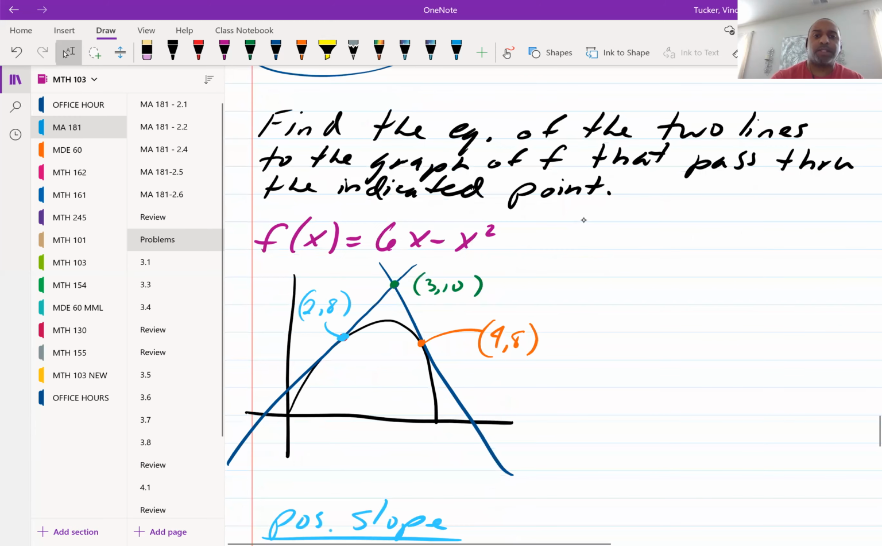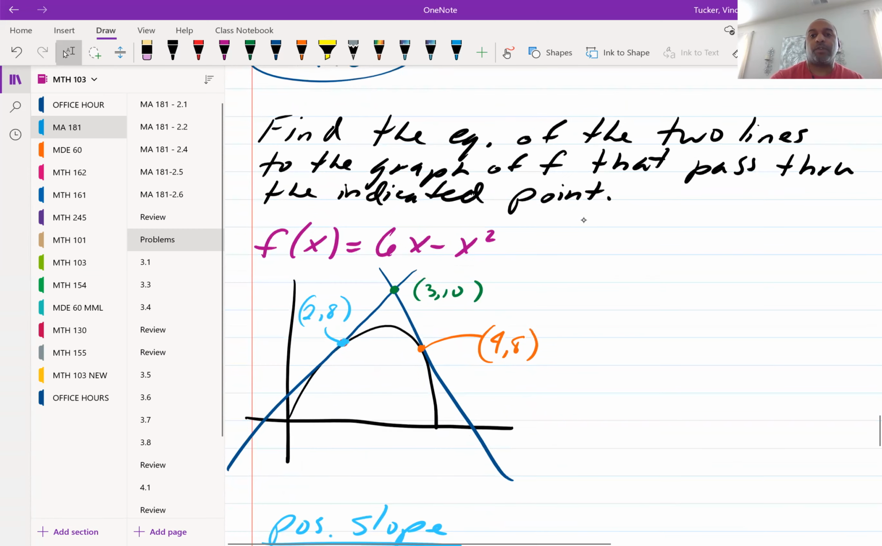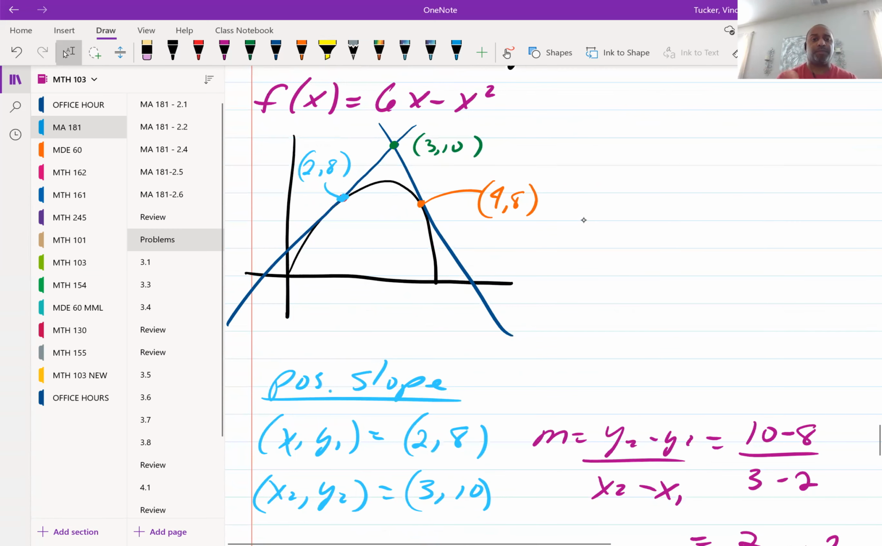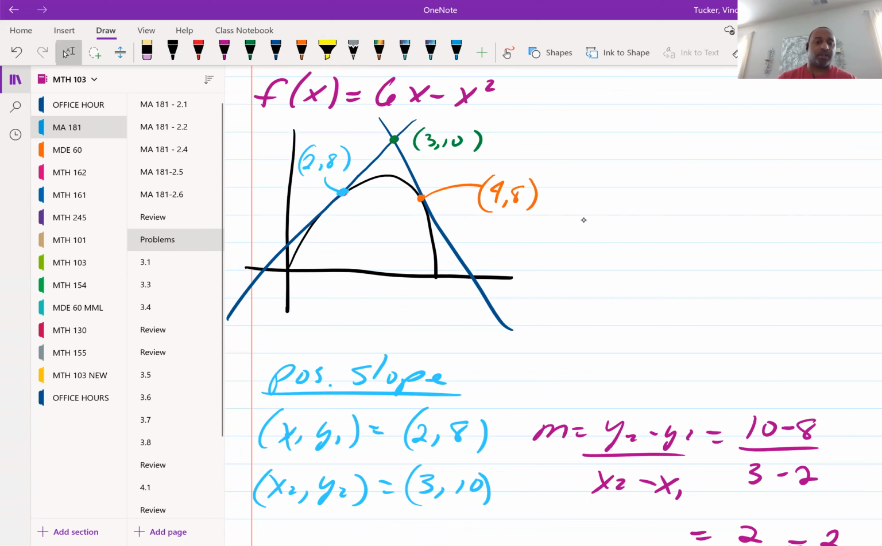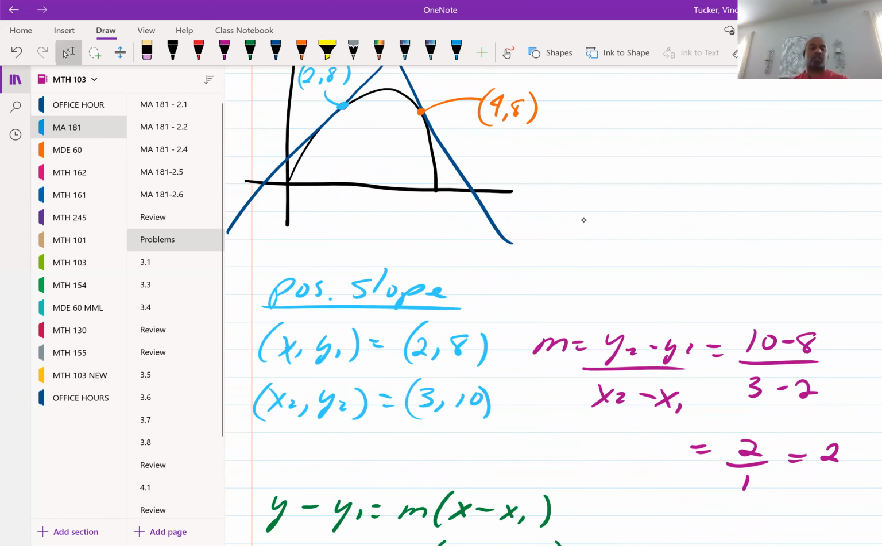So I took those points, and all they wanted to do is find the equation of the two lines. For the one on the left, I tried to color code it a little bit. I used the blue for the (2, 8) and then the (3, 10). So we're using both of these points here to find the slope of that line. So y2 minus y1 over x2 minus x1 ends up giving us a slope of 2.